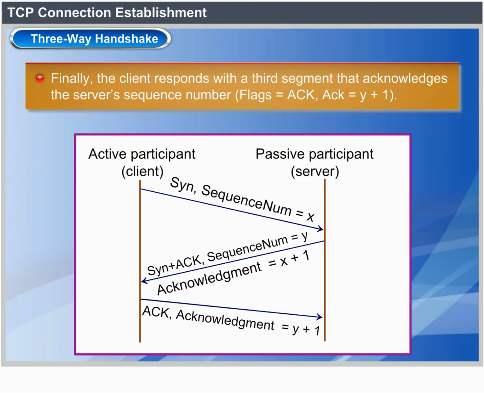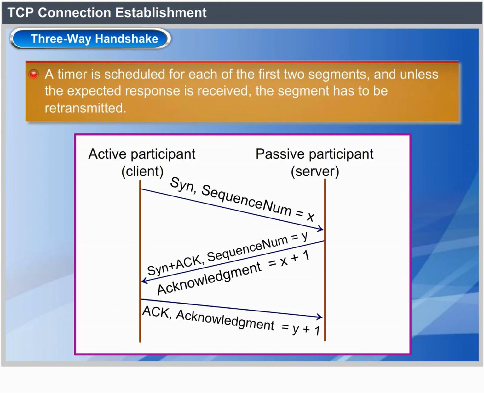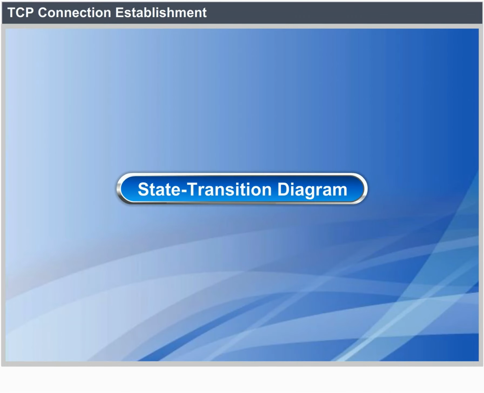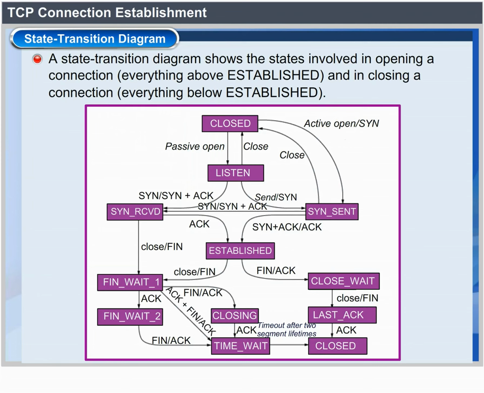The reason that each side acknowledges a sequence number that is one larger than the one sent is that the acknowledgement field actually identifies the next sequence number expected, thereby implicitly acknowledging all earlier sequence numbers. A timer is scheduled for each of the first two segments, and if the expected response is not received, the segment is retransmitted.